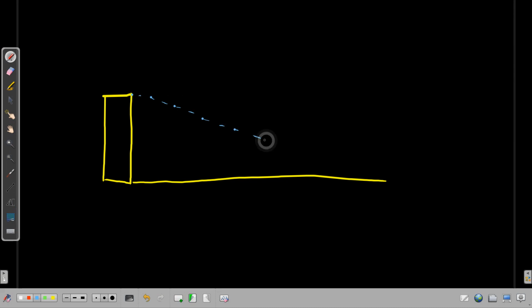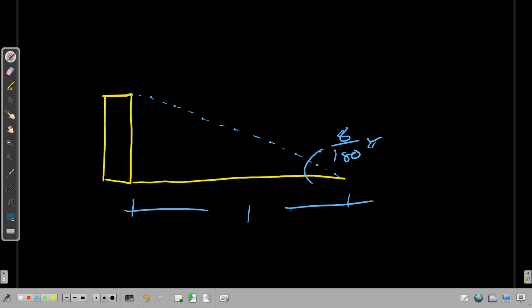So what we know is that this angle is 8 over 180 pi, and this distance is 1 mile. And we are supposed to find the height of the building.